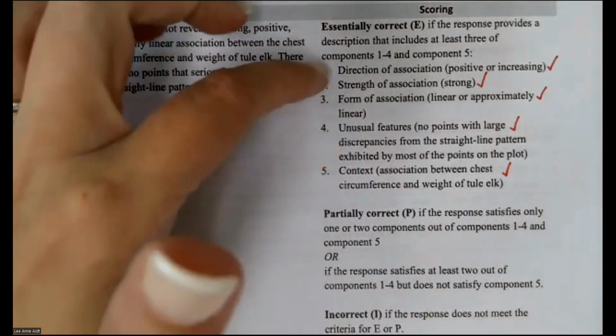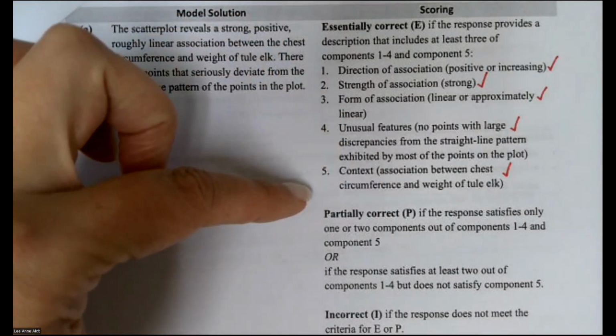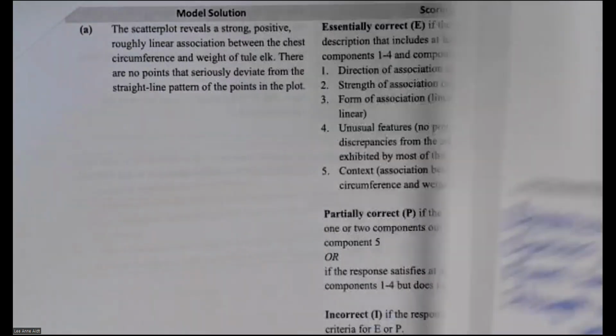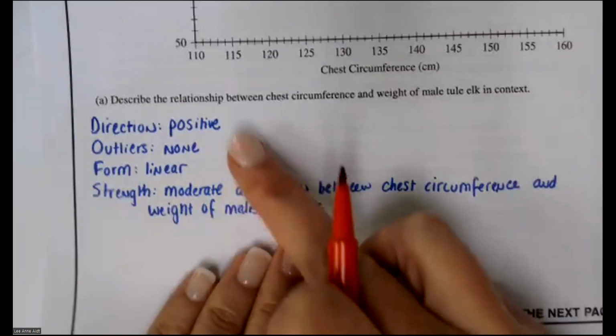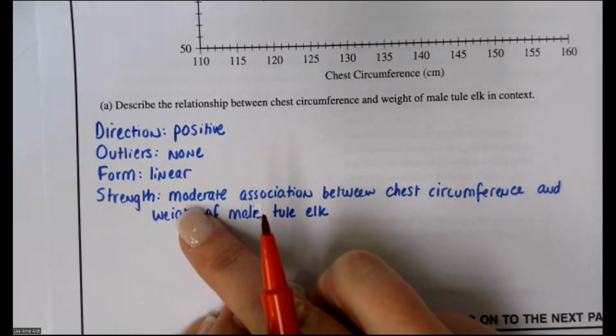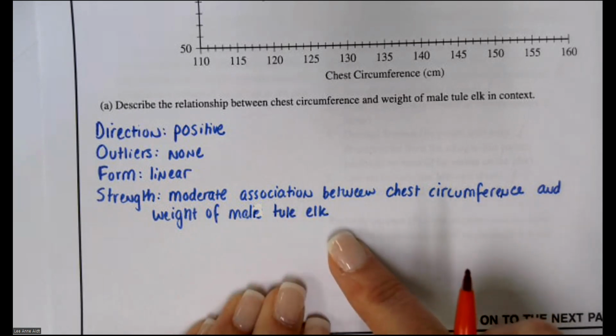Well, it's one of the things that can give you at least 3 out of the 4, and then 5. Yes, so dots every time for a scatter plot. Okay, so I put positive, none, linear, and this is wrong. Moderate association between chest circumference and weight of male tule.